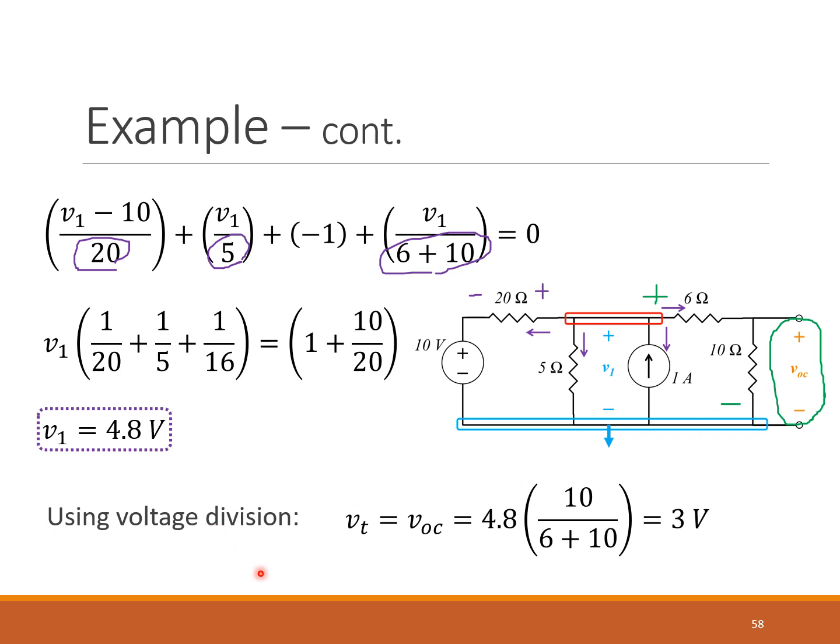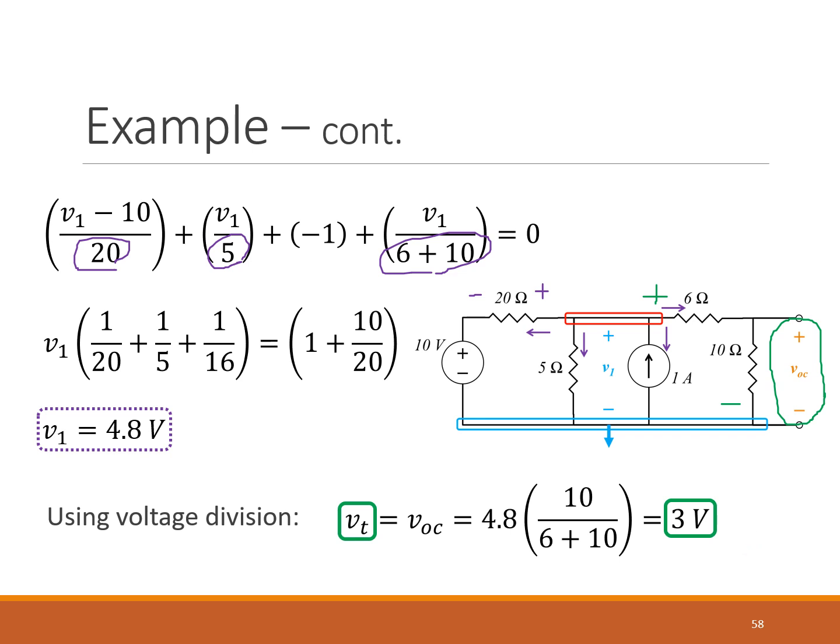So now we're going to use voltage division, and we can say that our Thevenin voltage equals our open circuit voltage, which is our V1 times the resistor ratio. And so we're interested in the voltage across the 10 ohms, so we put the 10 in the numerator. And then in the denominator, we put the sum of all of the resistances in series. In this case, it's just the 6 and the 10 ohm. And we get that our Thevenin voltage is 3 volts. So there's half of the problem solved. We have our V Thevenin.